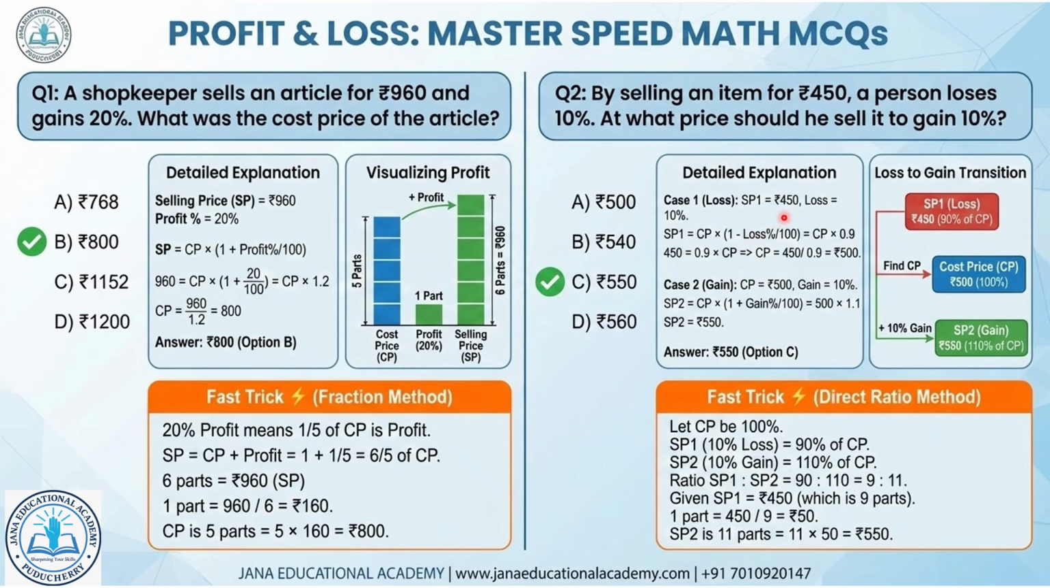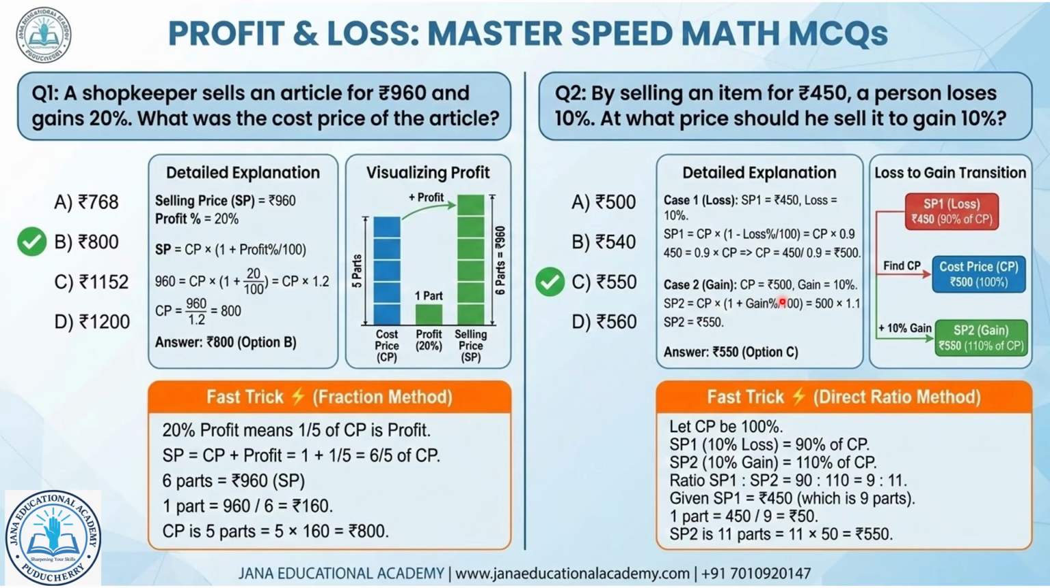SP1, the selling price 1, when the loss is 10 percentage. So selling price is equal to cost price into 1 minus loss percentage. 1 minus 10 by 100 is nothing but 0.9. So the cost price into 0.9. What is the cost price? Cost price is equal to 450 divided by 0.9, which is nothing but 500. So the selling price 1 is nothing but 500.